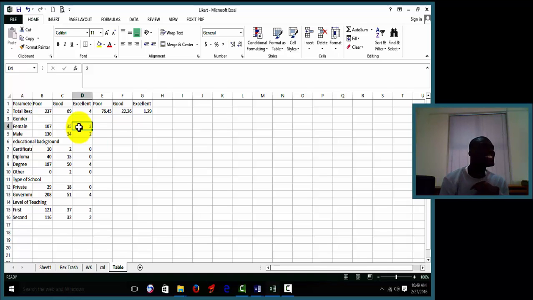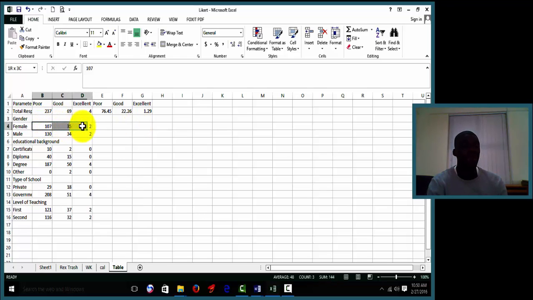But if your interest is not on the classifier, in this case the males or the females, but your interest is on the attributes, in this case the attitude, then your percentage should not be a row percentage, but it should be a column percentage. So I'm going to do the two, and then you see how misleading it could be. The first one that I'm going to do, I'm going to do it with the row percentages.